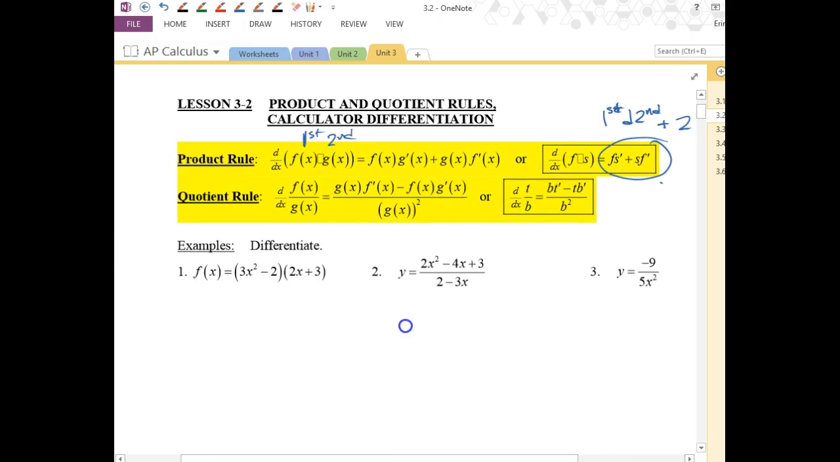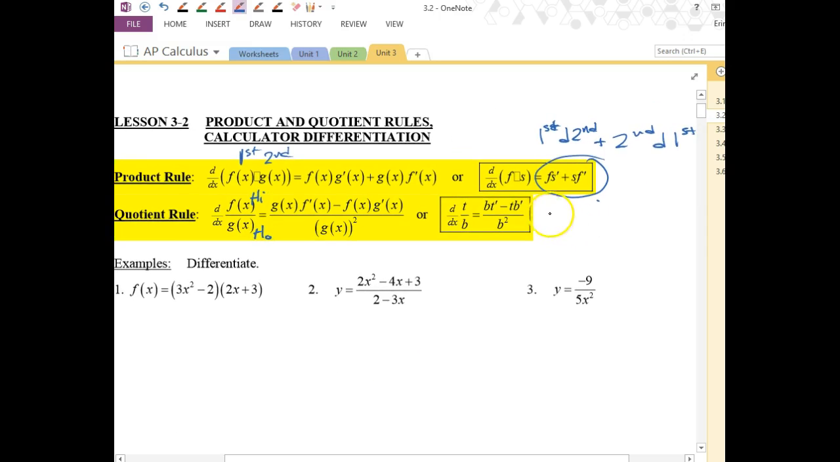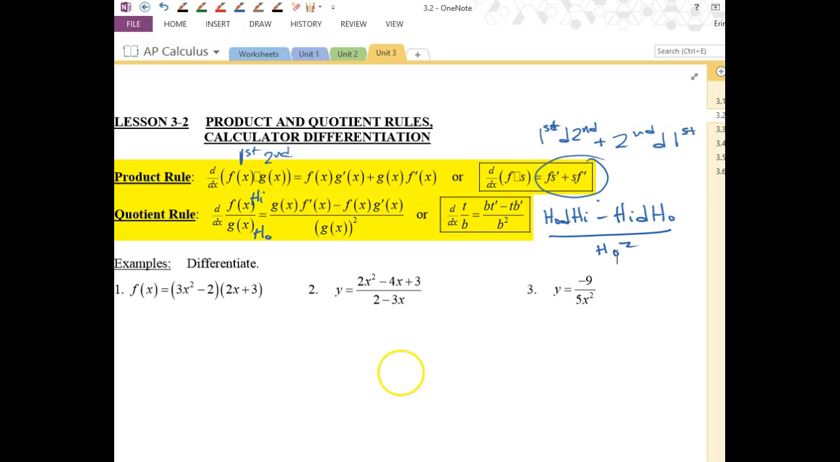Okay, quotient rule, this is the one for some reason everybody remembers. If you have a fraction, you have a high on the top and you have a ho on the bottom. So how does it go? Who remembers? Ho d high minus high d ho over ho ho. Okay, so the ho is squared on the bottom.